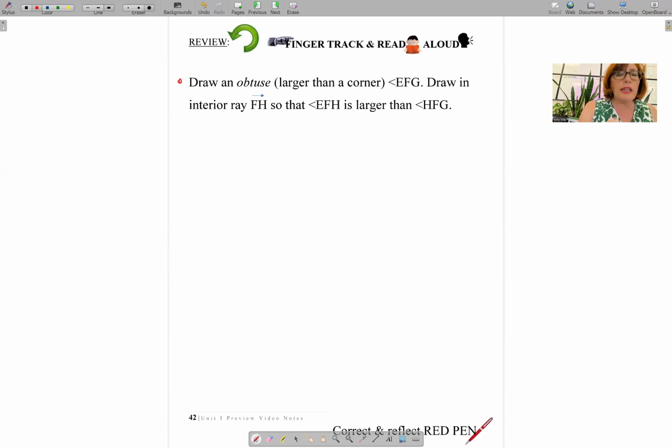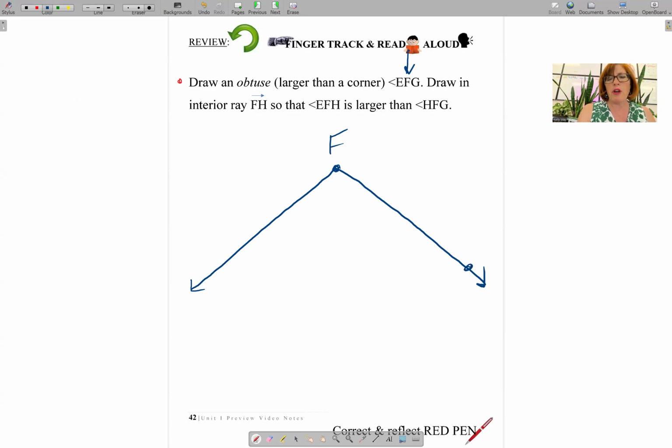So right here, we have an obtuse larger angle, EFG. Obtuse means bigger than a corner. So we're going to do bigger than a corner. It does not matter which way this opens up or down or sideways, but it should be bigger than 90 degrees. EFG, F needs to be the hinge point. Does not matter which side is E or G. Draw an interior ray, FH, so that F is the same as that F.